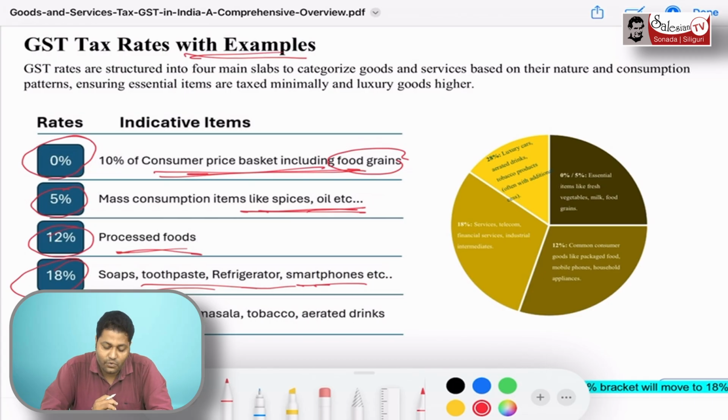Now, do you enjoy TV in your home? That is a luxury good. Do you have a luxury car? Do you like to eat pan masala, tobacco and all? That is going to charge you 28%.